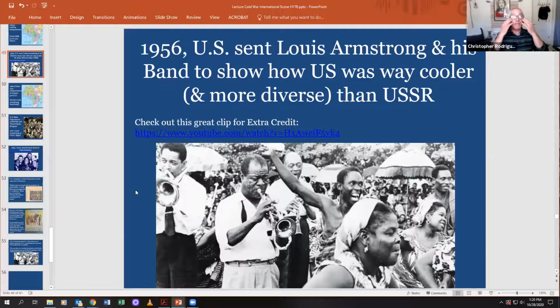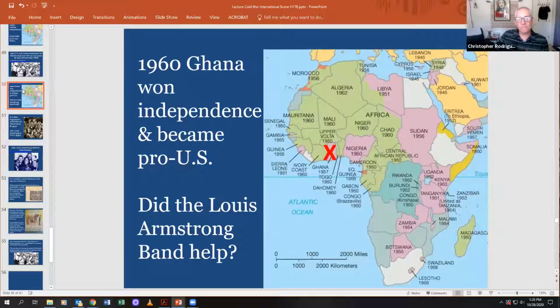And the message was the United States saying, hey, look how cool we are and look how diverse we are, right? His band had a white guy, a couple African-American guys, and his wife was there. So when Ghana won its independence, it became pro-US. Did Louis Armstrong help? I'm sure it wasn't the only reason the leadership in Ghana became pro-US, but I'm sure it didn't hurt.